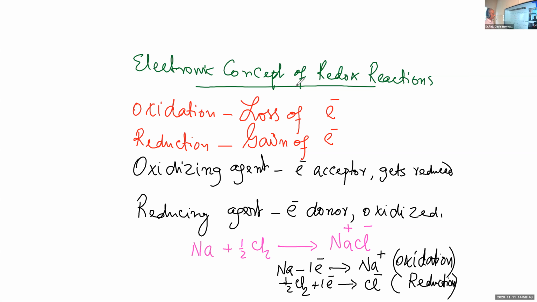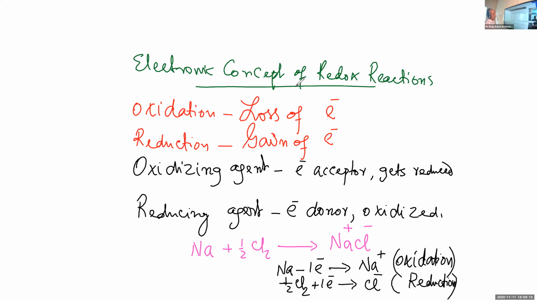So from sodium, electron is lost, so it is oxidation. From chlorine to chloride, electron is added, and so it is a reduction reaction. Reduction is addition of electron or gain of electron. So half Cl2 plus one electron gives Cl minus ion, that's the reduction reaction.